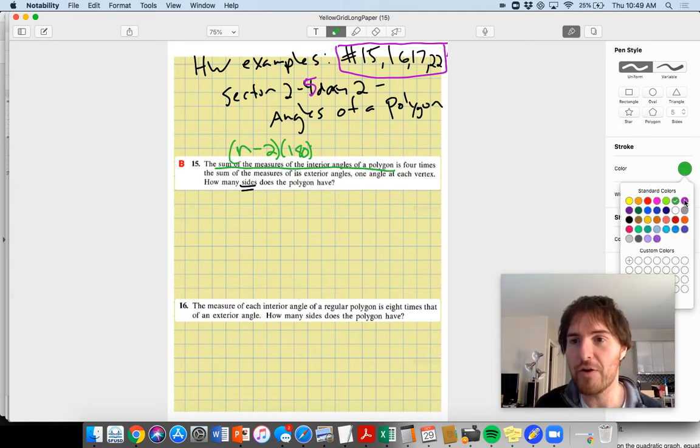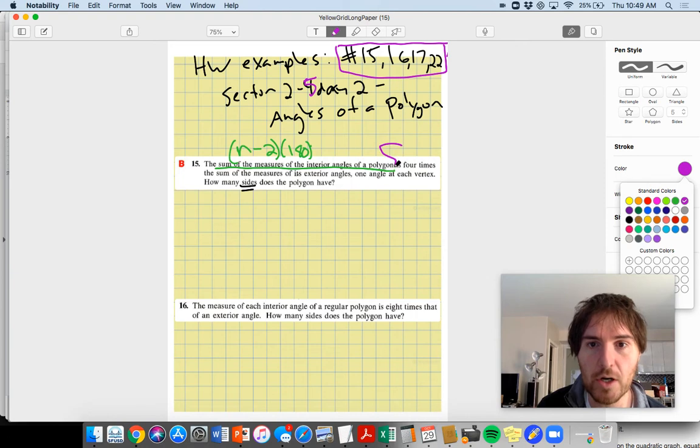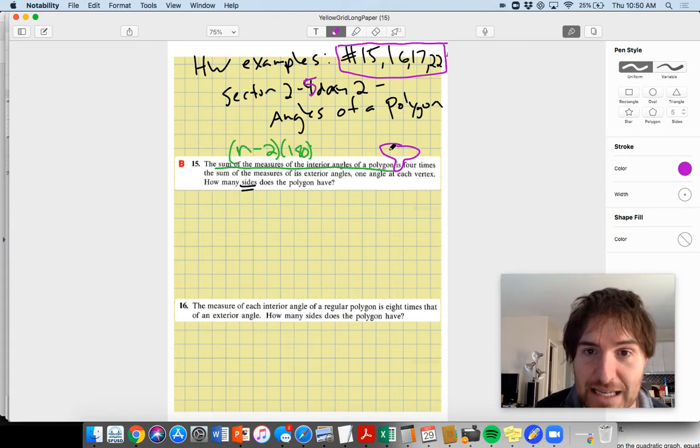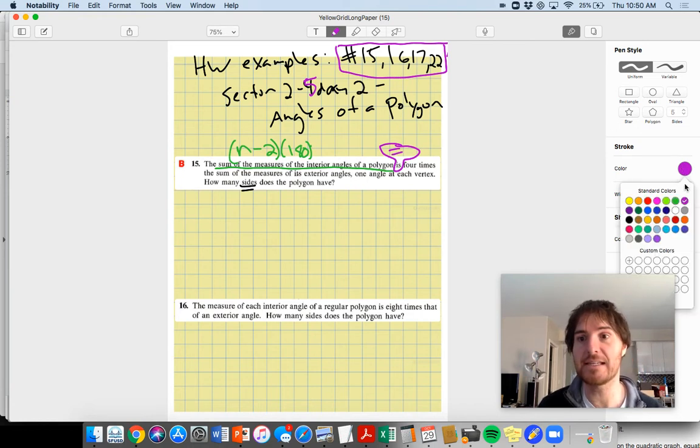Then we get to a very helpful word right here. We get to the word "is." What does the word "is" mean in math when we change that to a word problem? Let's read this here. The sum of the measures of the interior angles of a polygon is 4 times the sum of the measures of its exterior angles. Well, the "is" is sort of connecting this part in green to this part here. I haven't underlined yet, but this is the second statement here. So "is" means an equal sign, okay, is an equal sign.